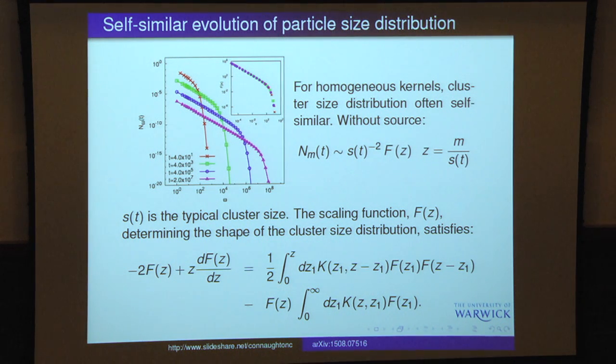This is the case without input. So numerically you see this kind of thing. Initially you have lots of small particles. As the aggregation proceeds, you deplete the small ones, so the overall amplitude goes down, but you start to create a tail of bigger ones. And as time goes on, the mass distribution spreads to the right in the mass space. And if you rescale things properly according to the self-similar ansatz, you see a nice data collapse there.